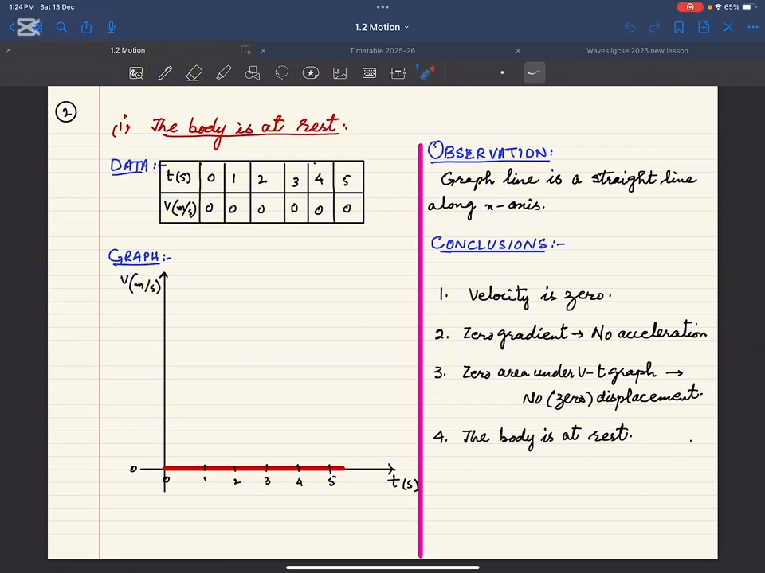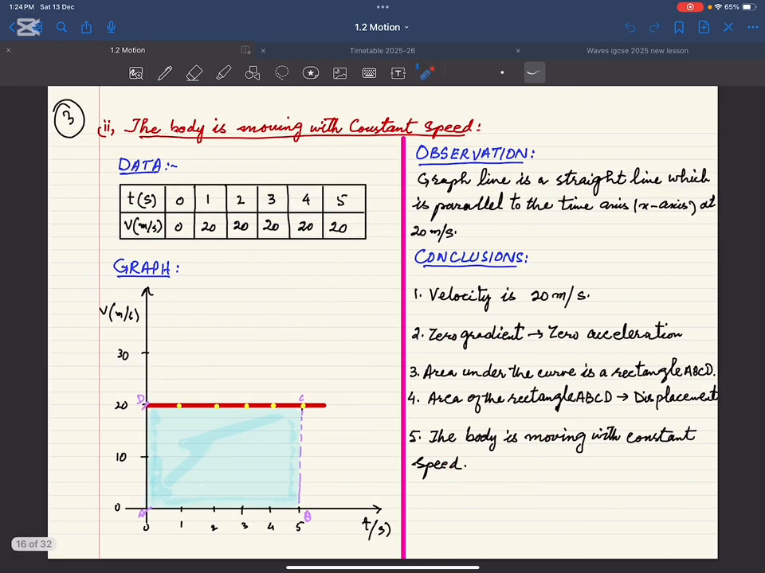The third point we get out of it is that the area under the graph is 0. The line is along the x-axis, so there is no area under the graph, and obviously no displacement. This is very obvious: when there is no velocity the body is not moving, so it will not cover any distance or displacement, so 0 displacement. The ultimate conclusion is that the body is at rest. So this is one of the situations.